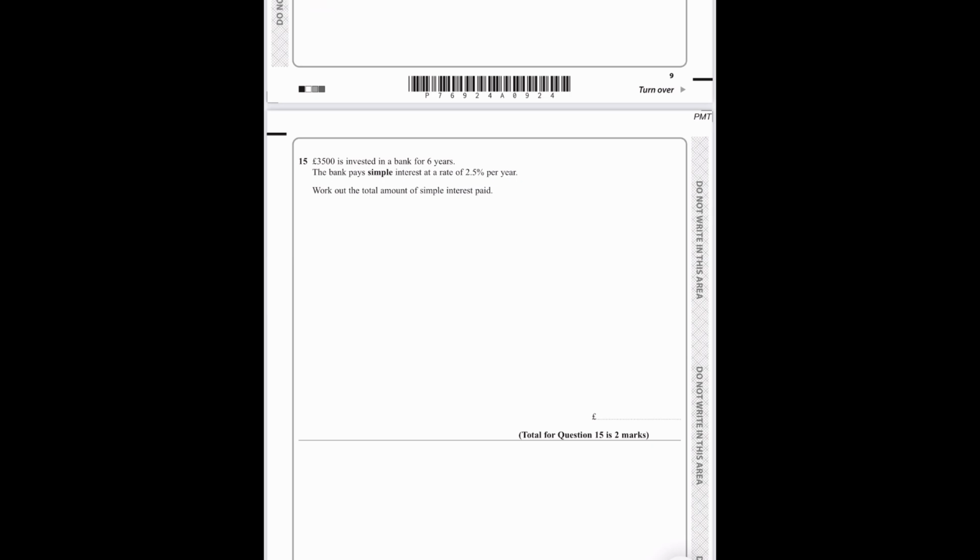£3,500 is invested in a bank for 6 years. This is simple interest at a rate of 2.5%. So 2.5% of 3,500 equals £87.50, and then that is per year, and it's 6 years, so we times that £87.50 by 6 years to get the answer of £525.